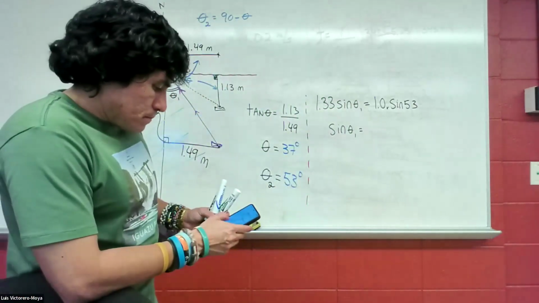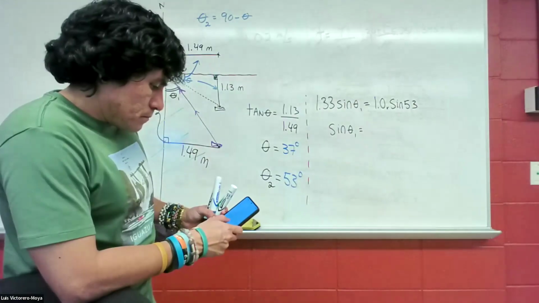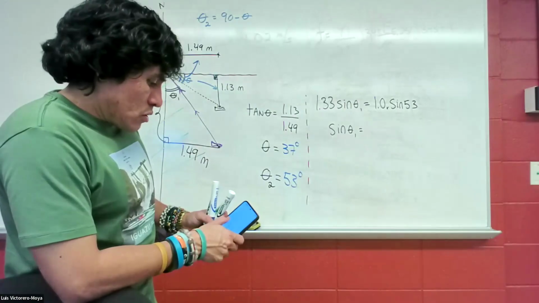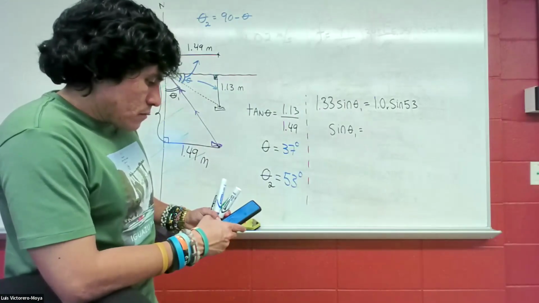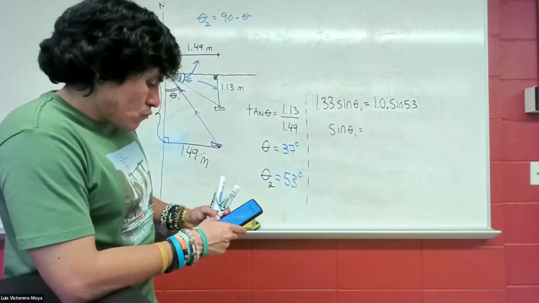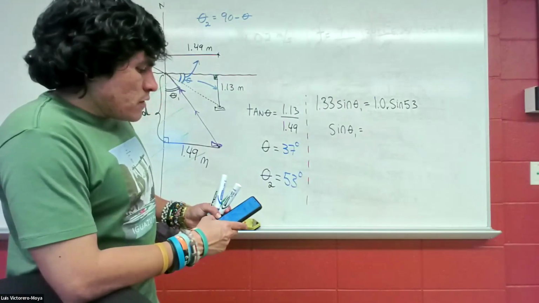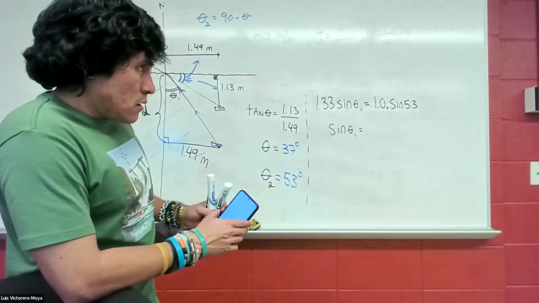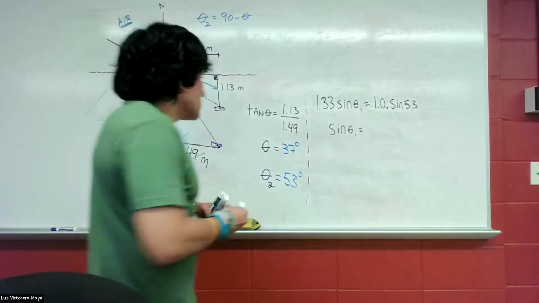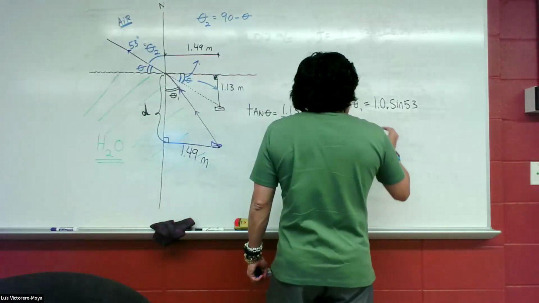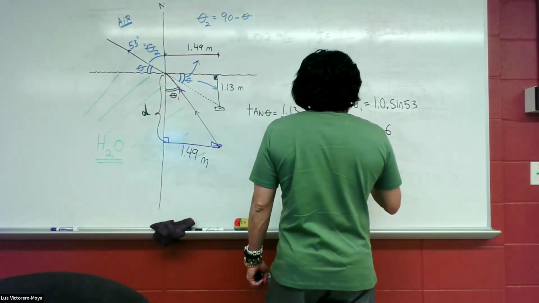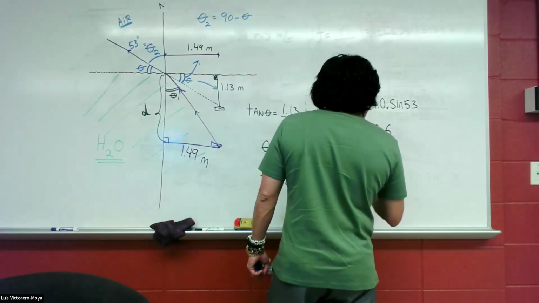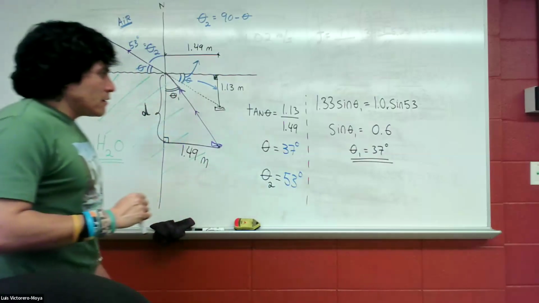I need to remember how to change. Okay. Yeah, 0.6. So that's going to be 37 as well. All right. 0.6, so theta 1 is about 37 degrees. Coincidence, those are the numbers I made.